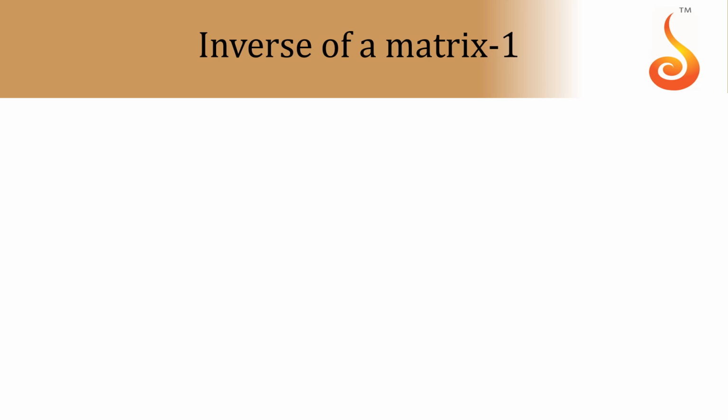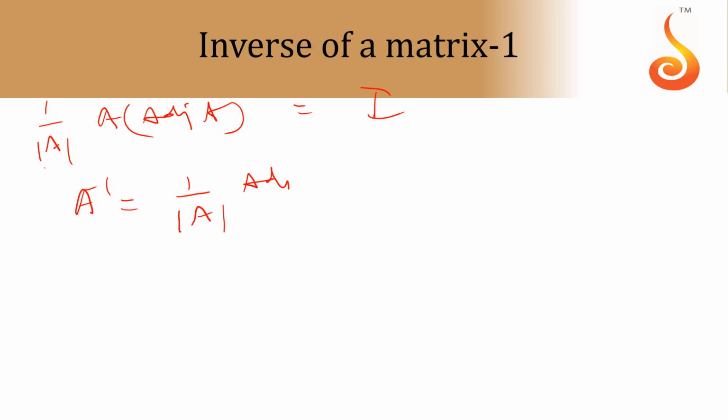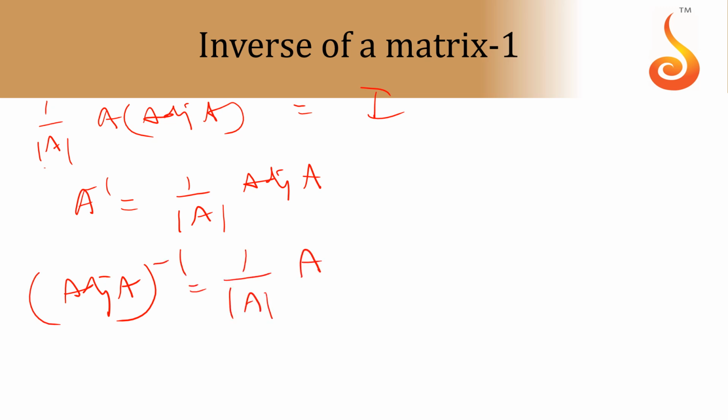Then inverse. See, A into adjoint A equal to adjoint A into A equal to det A into I. Now if you shift det A to the left side, you will get A into adjoint A times 1 by det A equal to I. See, 1 by det A is given to what? That is important. If you want A inverse, give 1 by det A to adjoint A. If you want adjoint A whole inverse, it is 1 by det A into A.